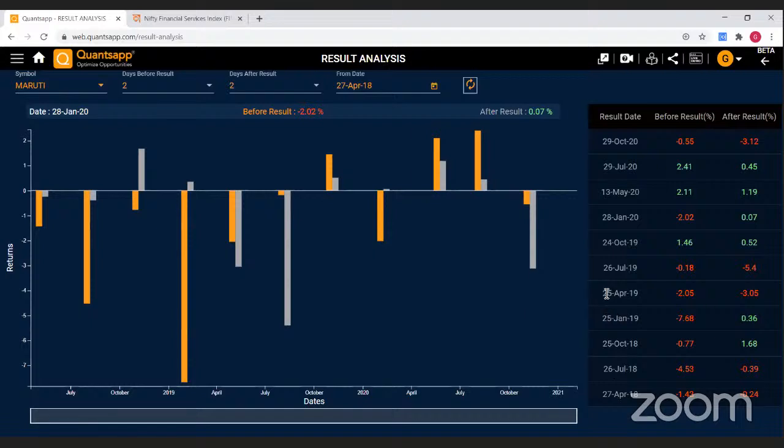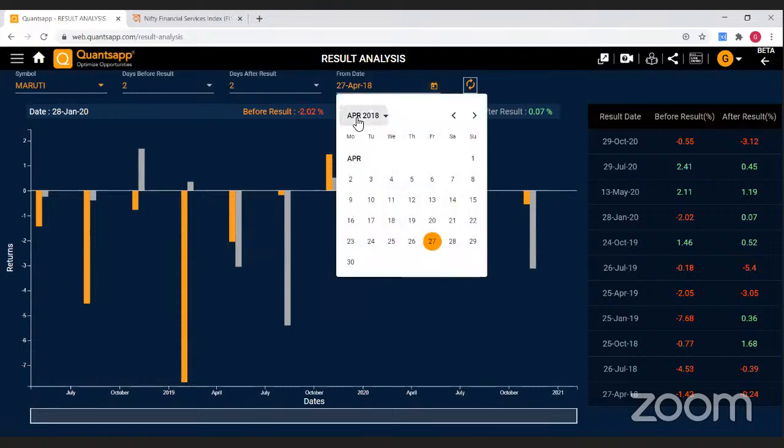1, 2, 3, 4, 5, 6, 7, 8, 9, 10, 11, 12. That's almost 4 quarters in a year. So we are taking 3 years past data. Now say I will take and increase my till 2015.